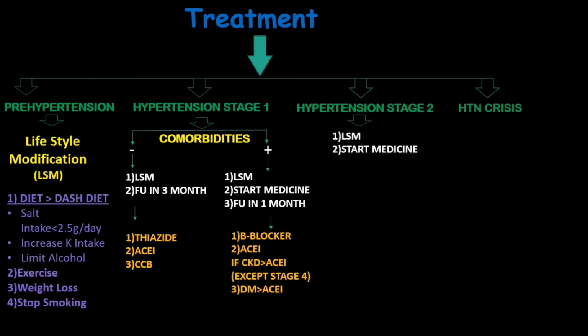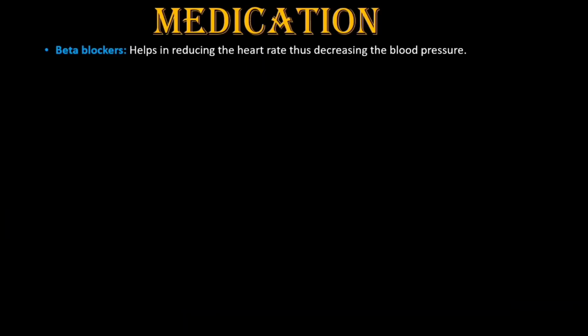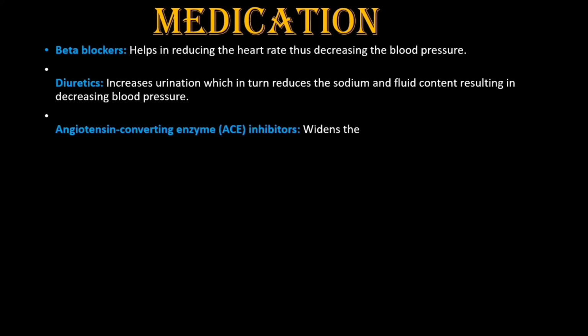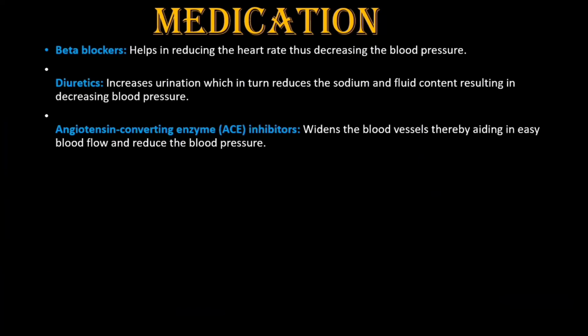Regarding stage 2, in this case we follow the same lifestyle modifications, and there are also some antihypertensive drugs which we are going to discuss in the next slide. Beta blockers help in reducing the heart rate, thus decreasing the blood pressure. Diuretics increase urination, which in turn reduces the sodium and fluid content, resulting in lowering blood pressure levels. ACE inhibitors widen the blood vessels, thereby reducing the blood pressure as well.